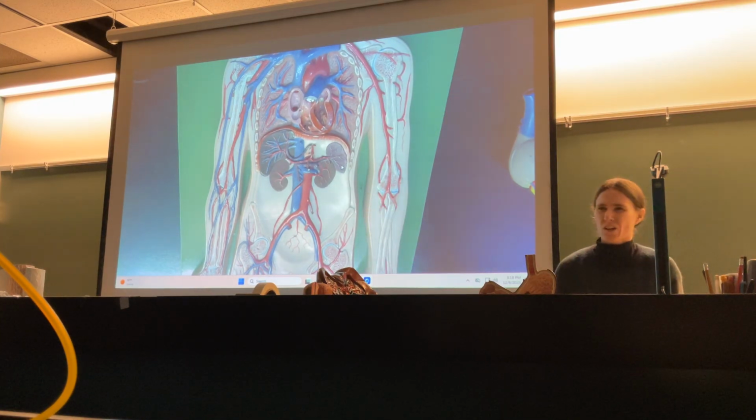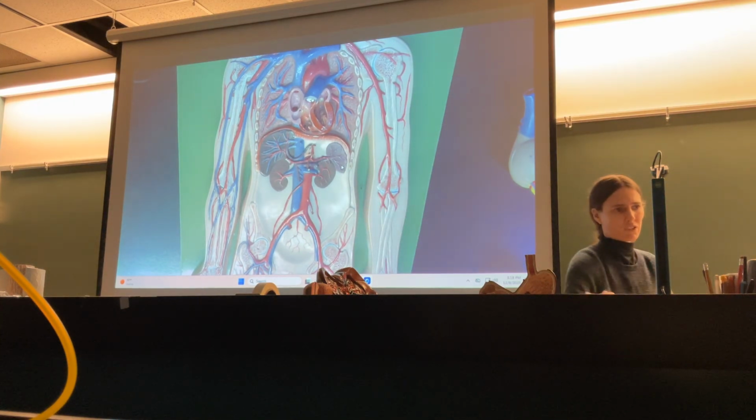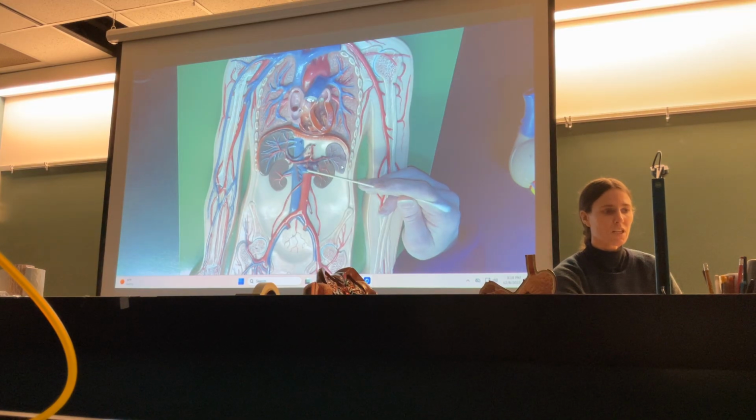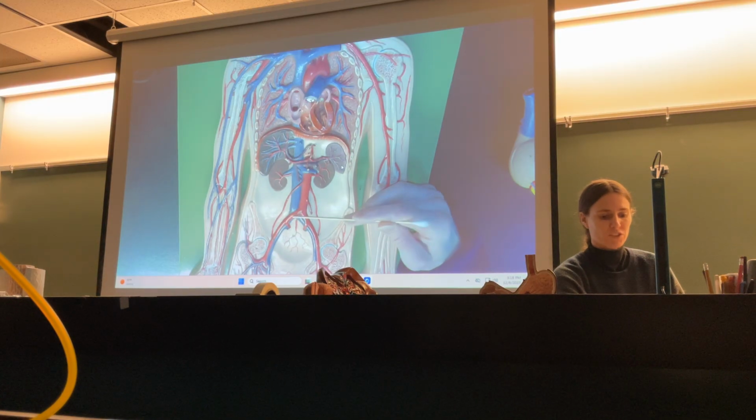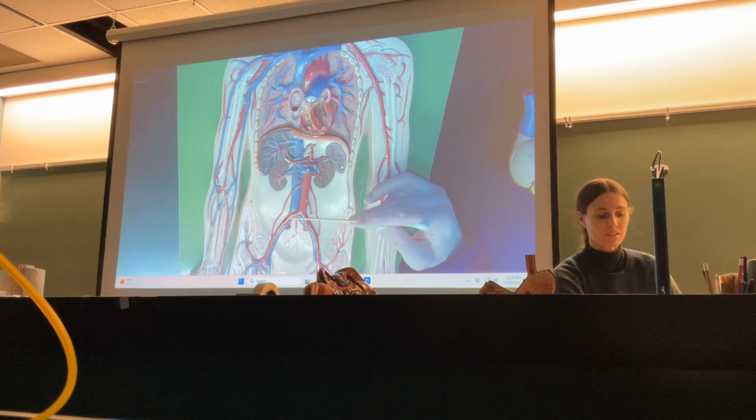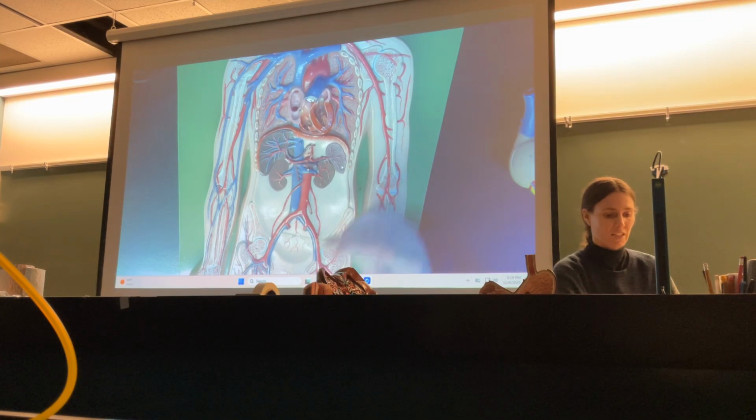I don't know if Dr. Gard requires you guys to know them for lab or for lecture either. Here's another unpaired artery. What is that? Inferior mesenteric artery. So superior mesenteric artery here, inferior mesenteric artery here. Then we branch into the common iliac arteries, internal iliac and external iliac.